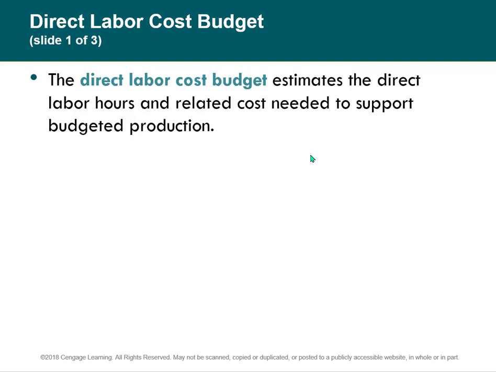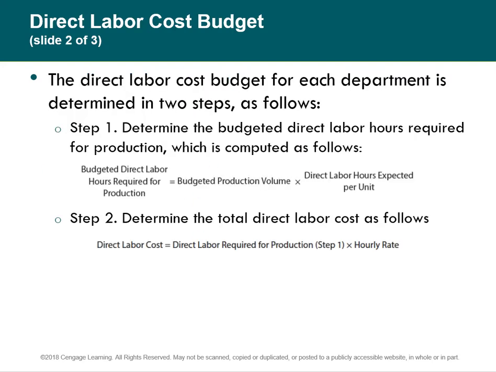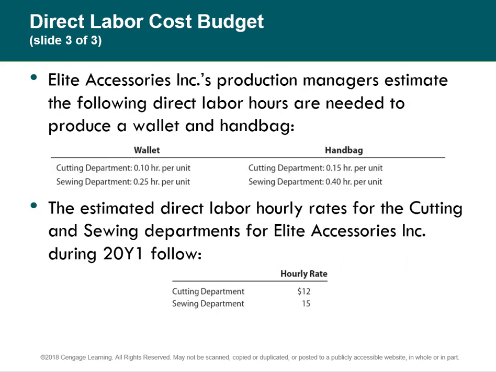Next one is labor, and labor is real straightforward. This estimates the direct labor hours and then the cost. So hours and cost needed to support the required production. So it started with sales, and then we did production, then we did materials, now labor, and after this overhead. So the labor cost department, first we figure out the labor hours required, and then determine the cost by hitting it times the hourly rate. Okay, whatever the labor hours are times the hourly rate.